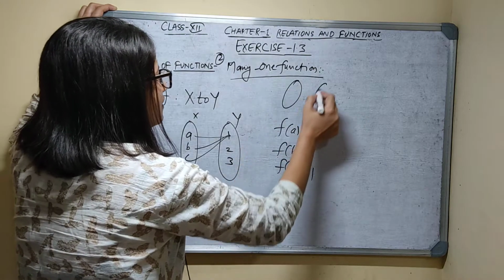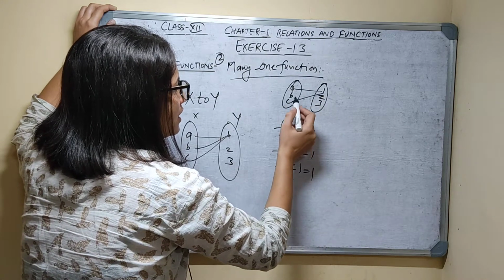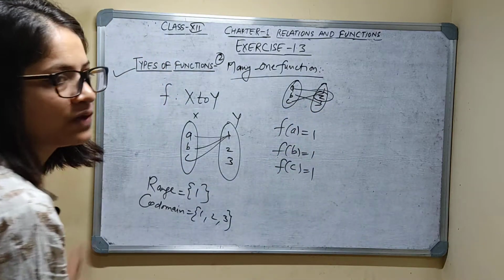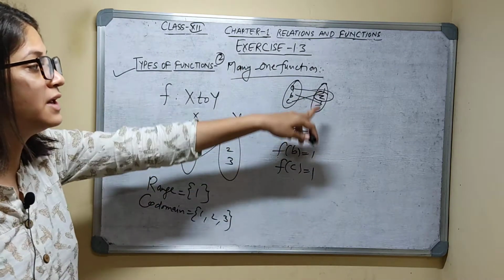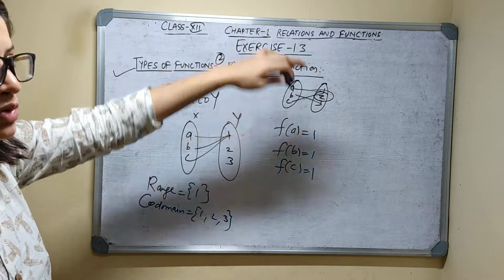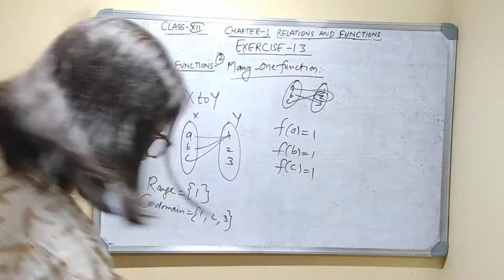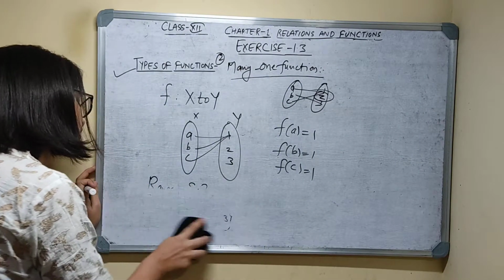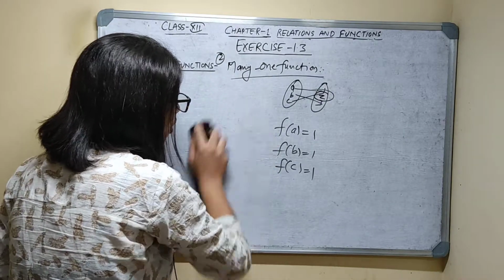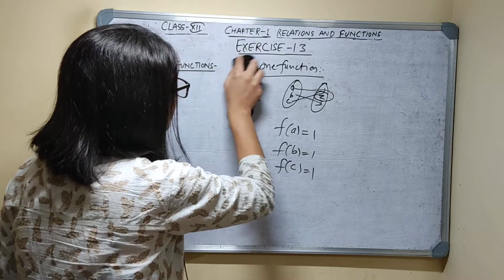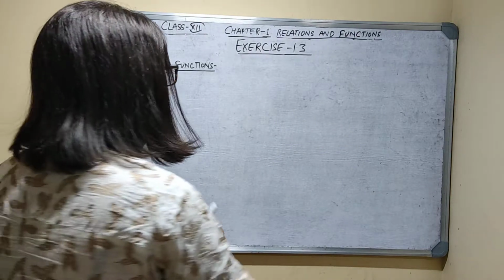Or other can be like this also. A, B, C, 1, 2, 3. A is related to 1, C is related to 1, B is related to 3. Only 2 is not related to any element in X. So 1 and 3 will be the range here, and the full set 1, 2, 3 is called codomain. So this is called many-one function. First we learned 1-1 function, also called injective function, then many-one function. Now we will learn onto function.